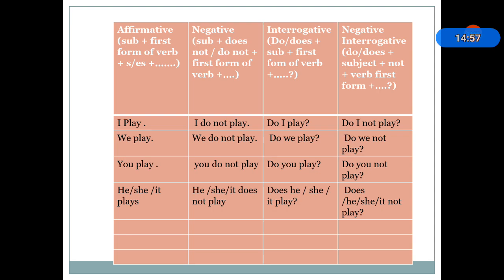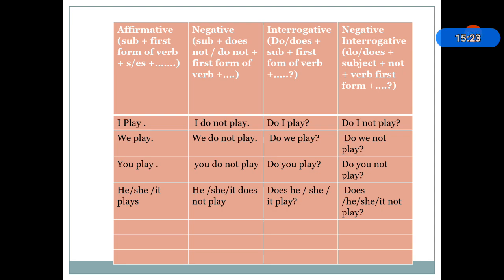So the example: do I play, do we play, do you play? Does he, she, it play? Does he play? Does she play? Or does it play? So again, the same way. So we have used "do" when we are talking of first person, second person and plural subject.